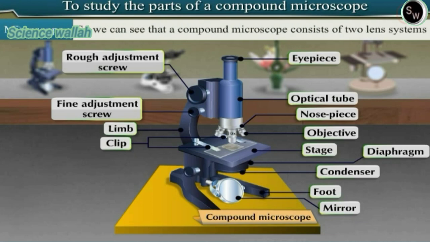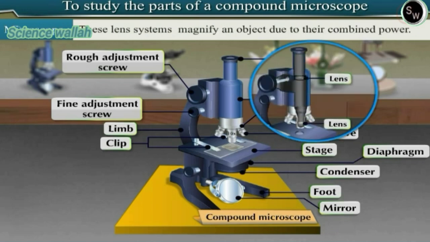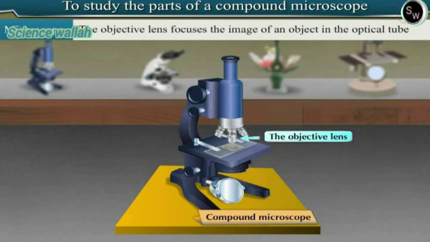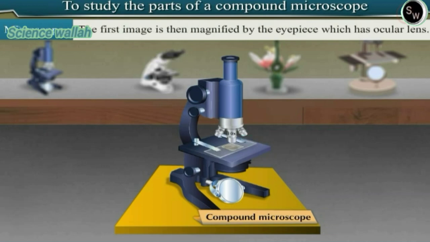So we can see that a compound microscope consists of two lens systems, the objective lens system and the ocular lens system. These lens systems magnify an object due to their combined power. The objective lens focuses the image of an object in the optical tube of the microscope. This is called the first image. The first image is then magnified by the eyepiece, which has ocular lens.